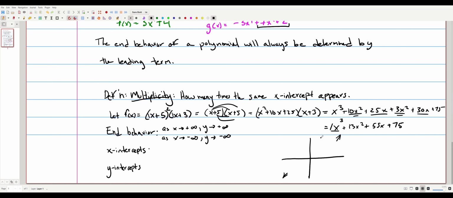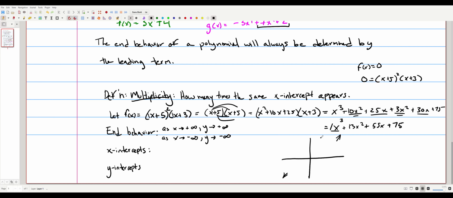If we want to find our x-intercepts, what do we do? Well, we do the same thing we always did. We set y equal to 0, right? And in this case, y is f of x. So if we set f of x equal to 0, that tells us that 0 is equal to (x plus 5) squared times (x plus 3).